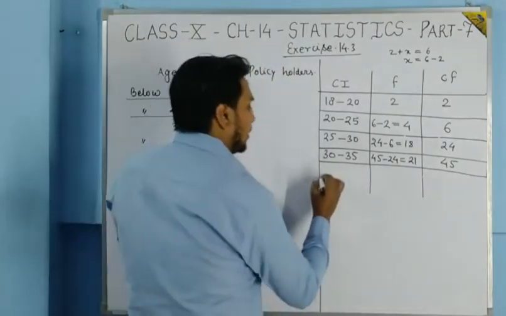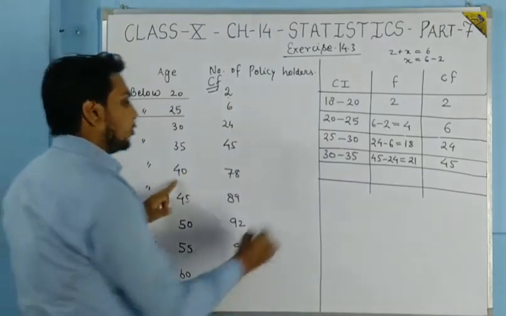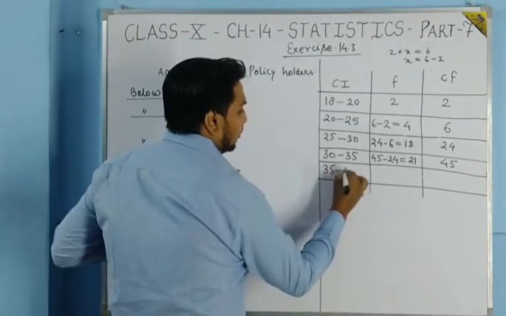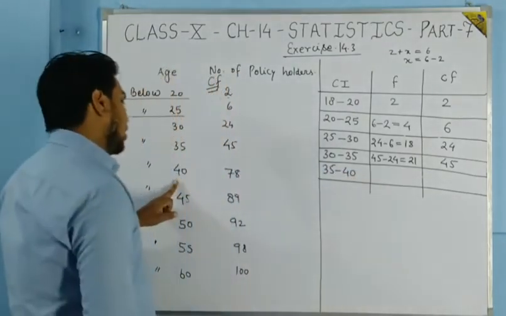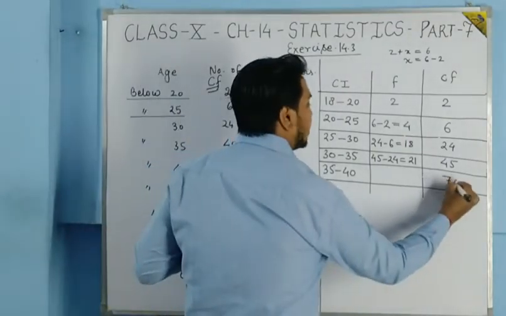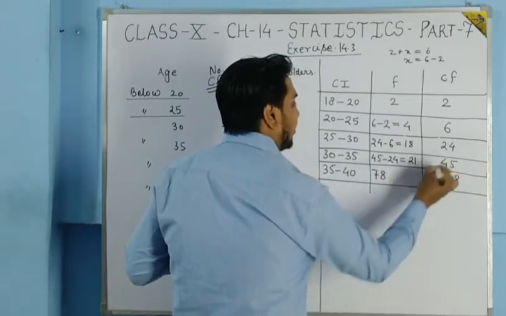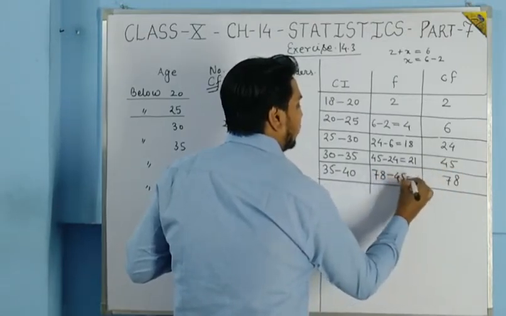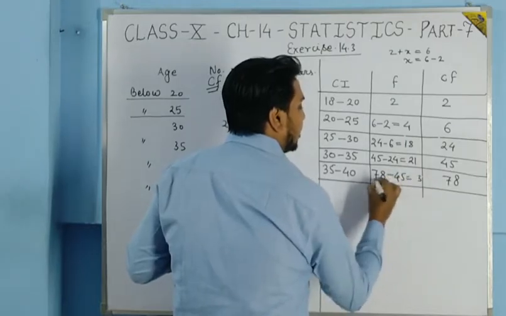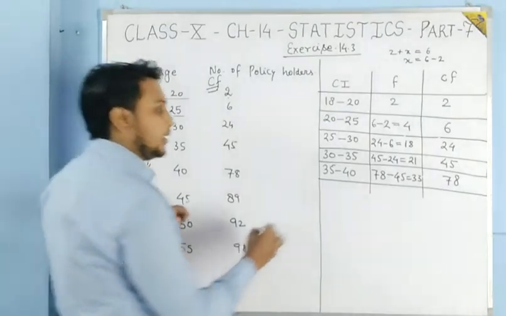Okay students, the next is 35 to 40. For 35 to 40, the cumulative frequency is given 78. So how will we find the frequency? We have to subtract 78 minus 45. Okay, 8 minus 5 is 3, 7 minus 4 is also 3. So the frequency is 33.